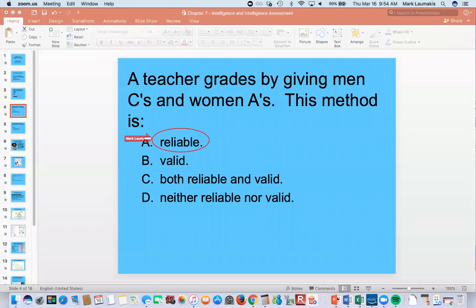I could look at the grade book and say, see all these grades that are C's? Those are all the guys in the class. See all the A's here? That's all the women in the class right there. Okay, so it is reliable, but it's not valid. Okay, so answer choice A is the one that actually is the correct one for that one. Questions or confusion about that at all?